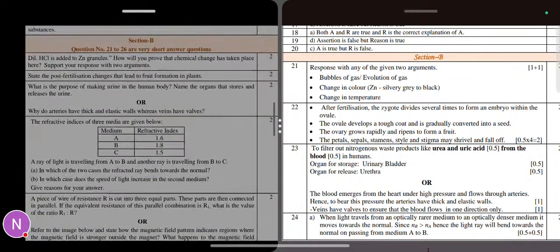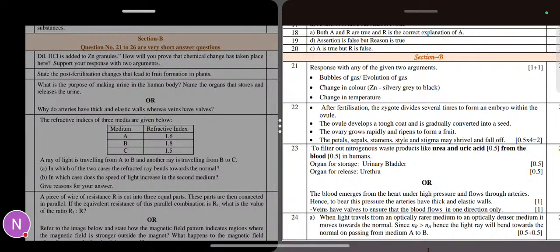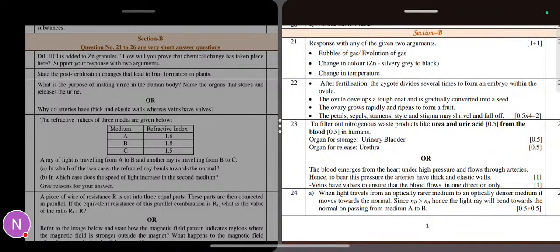Next, 24th question. The refractive indices of three media are given below. Medium A, B, C have refractive indices of 1.6, 1.8 and 1.5. A ray of light is traveling from A to B and another ray is traveling from B to C. Part A asks in which of the two cases the refracted ray bends towards the normal. Part B asks in which case the speed of light increases in the second medium. You have to give a reason for your answer.